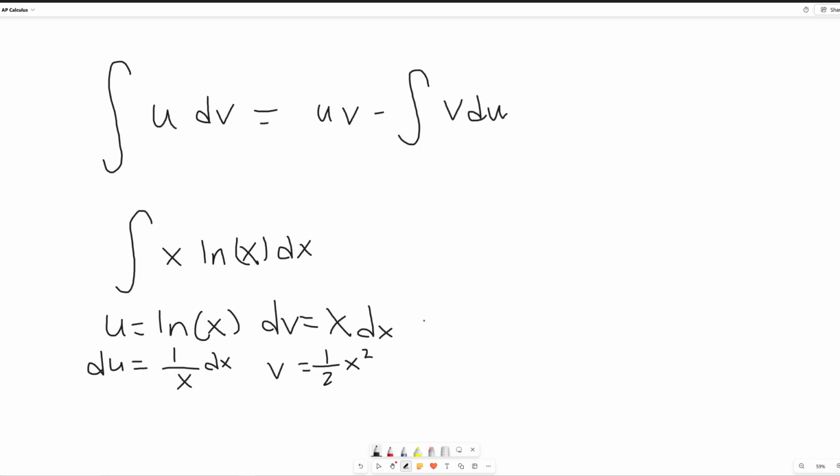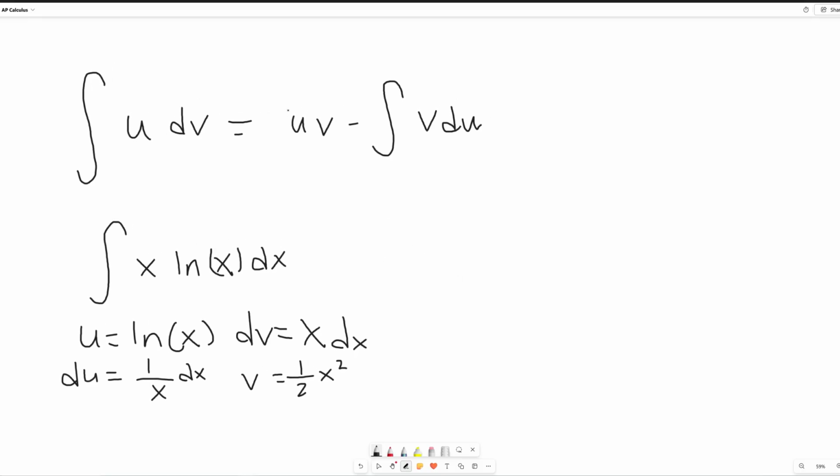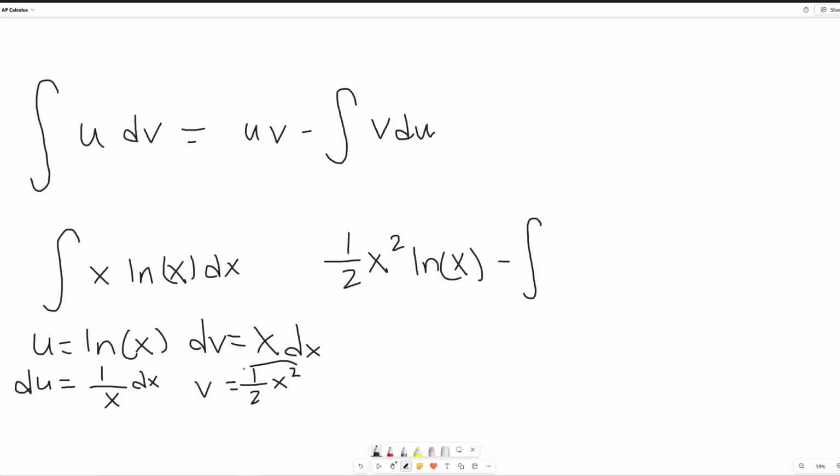There are mnemonics to help you online if you want to search them up. But here, you just have u times v. So u is ln of x, v is 1/2 x squared. So we're going to have 1/2 x squared ln of x minus the integral of v du. So 1/2 x squared times du, which is 1 over x dx. So this 1 over x crosses out one of the x's in the exponent.